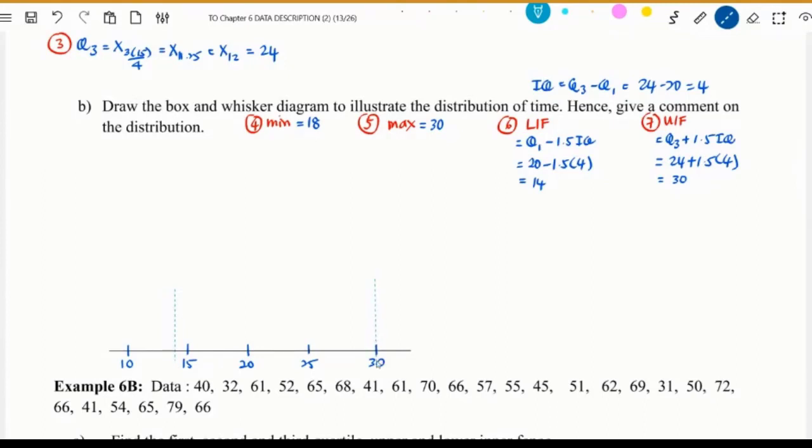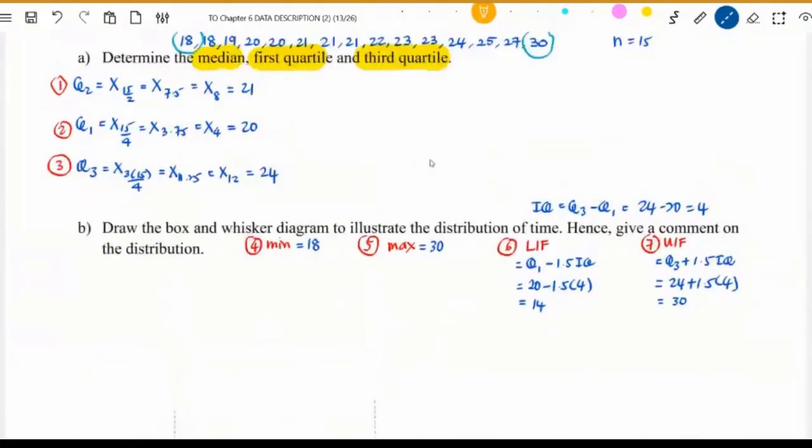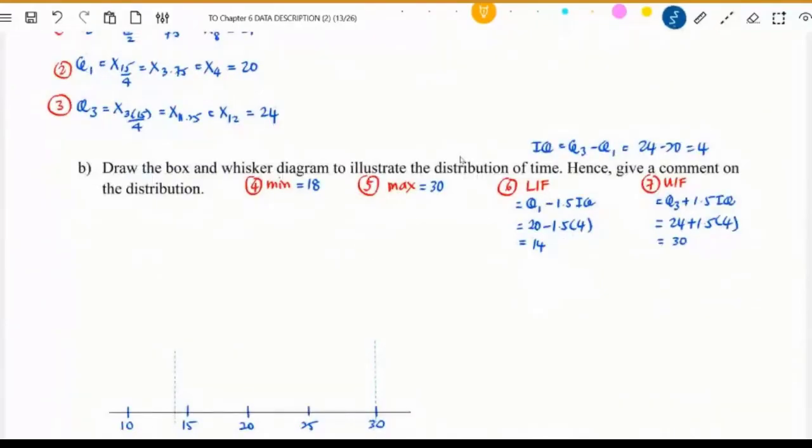Okay, so we can have the box, which is Q1, Q2, Q3. So Q1, which is 20. So 20 is here. And then Q2, which is 21. So maybe somewhere around here, 21. And then 24, maybe near the 25.